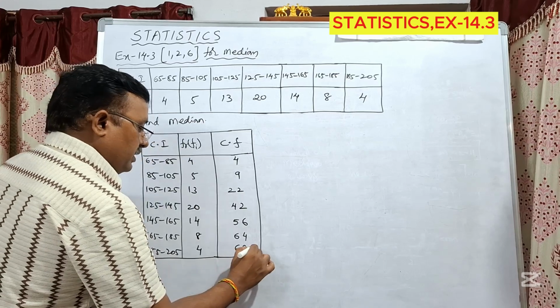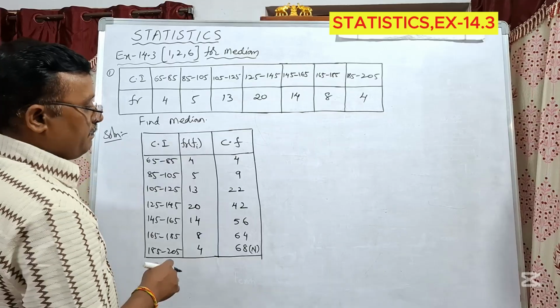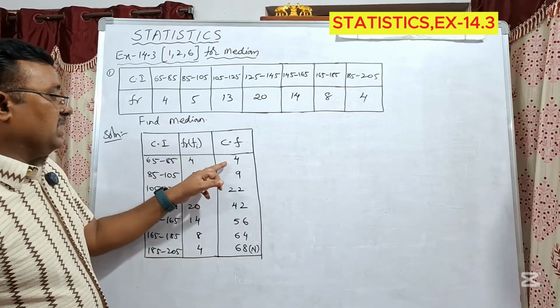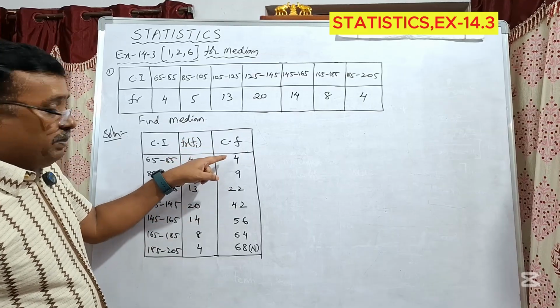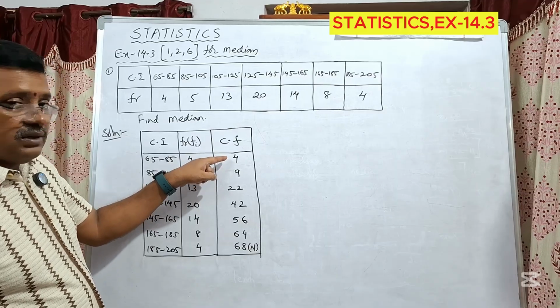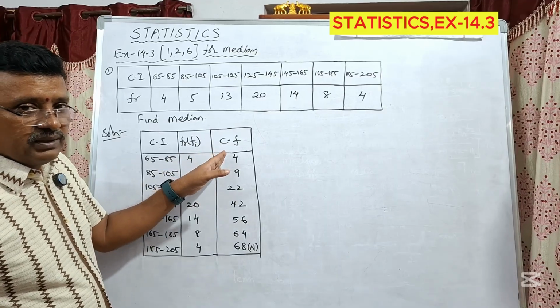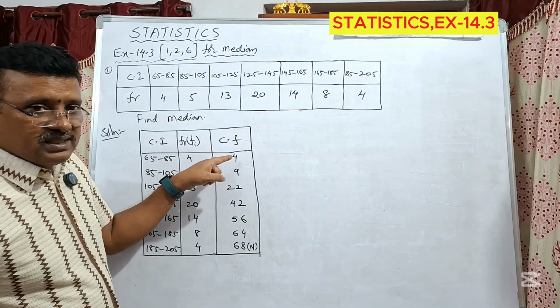That is, the total frequency will be taken as the n value. Understood? Now observe the data. Cumulative frequency is calculated by this process, and here you observe that the class intervals' respective cumulative frequencies are arranged in a proper order. You can see that.